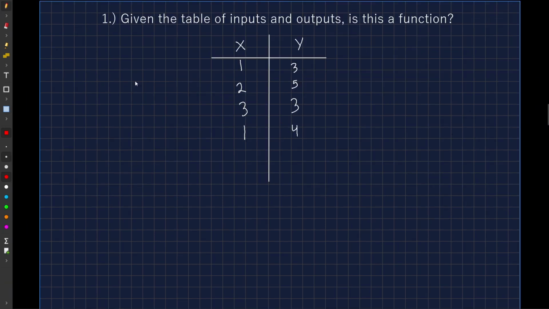Alright, so diving into our first problem, we can see that we're given a table of 4 inputs and 4 outputs. We're asked, given this table of inputs and outputs, is this a function? Now, from what we know, a function takes unique inputs and has only one unique output assigned to each input. Now we can see here that 1 shows up twice in the input column, yet it has 2 different outputs. Now, according to the definition of a function, this cannot be true. So therefore, this is not a function.